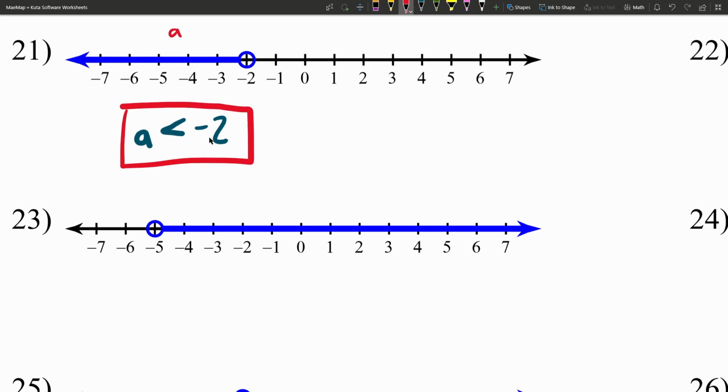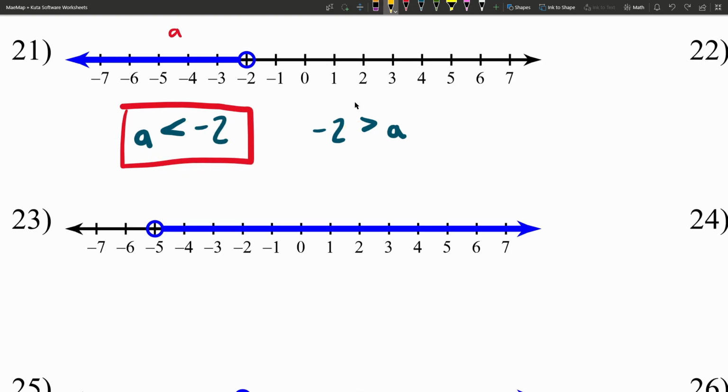What's one other way I could have written this inequality? Well, I could have written it as negative 2 is greater than my a values. Because negative 2 is that largest number that's circled and everything else is less than that, so negative 2, that larger value, is greater than all my a values. All I did there was rewrite which side my variable fell on, making sure to keep my inequality pointing the same direction. That opening was towards the negative 2.